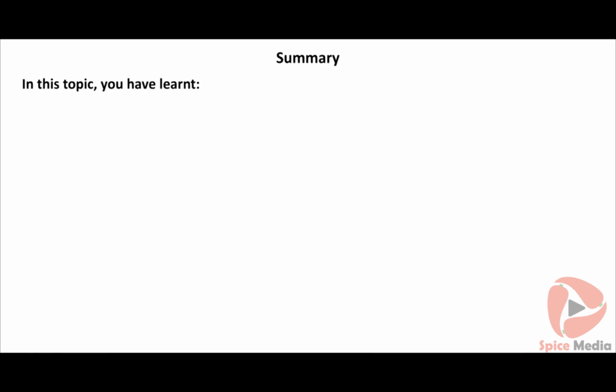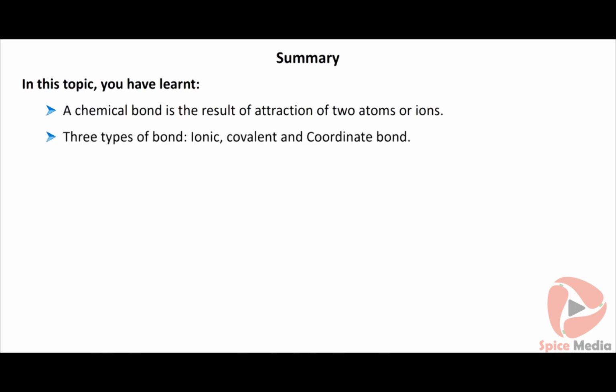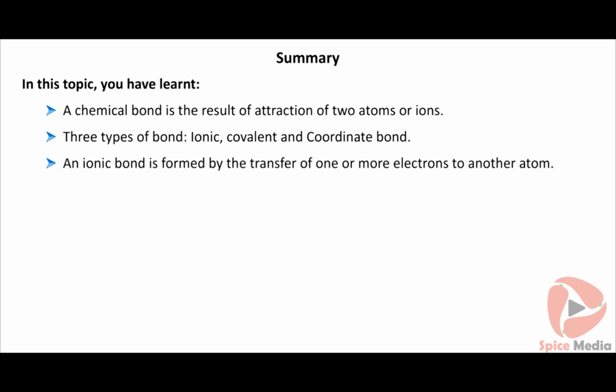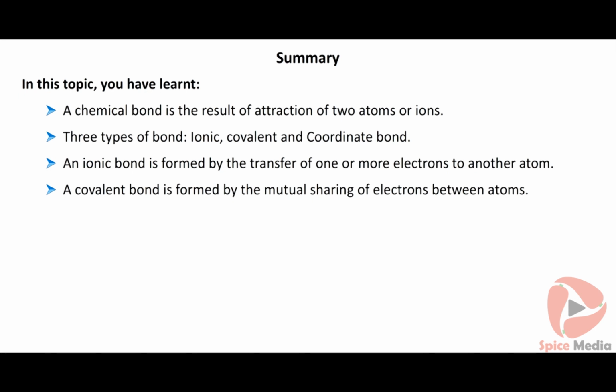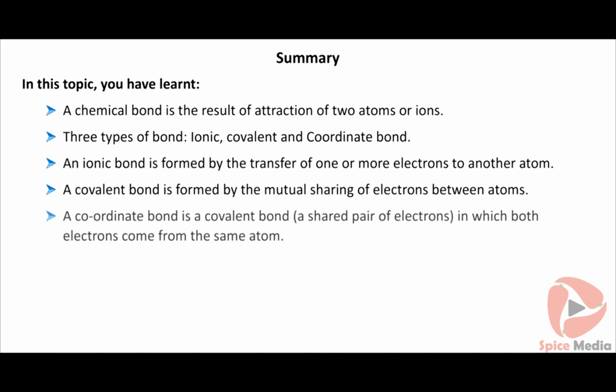In this topic, you have learnt that a chemical bond is the result of attraction of 2 atoms or ions. There are 3 types of bond: ionic, covalent and coordinate bond. An ionic bond is formed by the transfer of 1 or more electrons to another atom. A covalent bond is formed by the mutual sharing of electrons between atoms. A coordinate bond is a covalent bond, a shared pair of electrons in which both electrons come from the same atom. A coordinate bond is also called a dative bond.